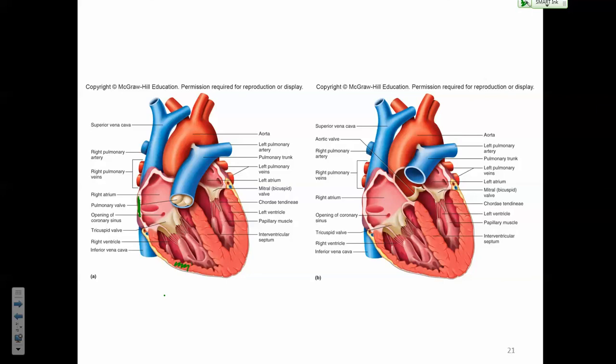Compare the right ventricle's myocardium to that of the left ventricle. Which is thicker? Left, really thick. Why do you think that's the case? It's not directly because it has oxygen. Where is the blood going?